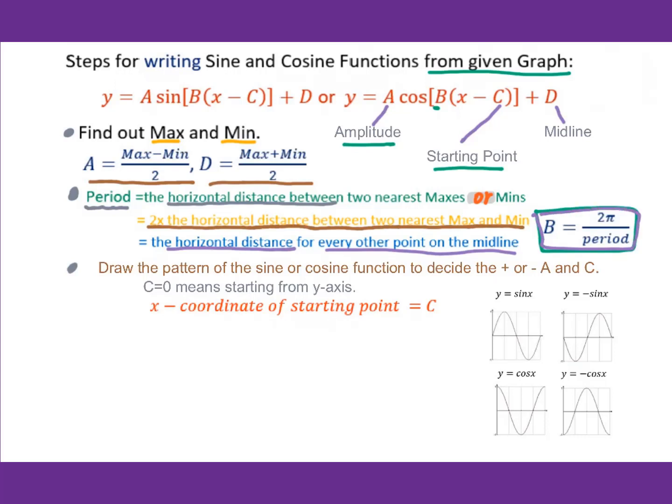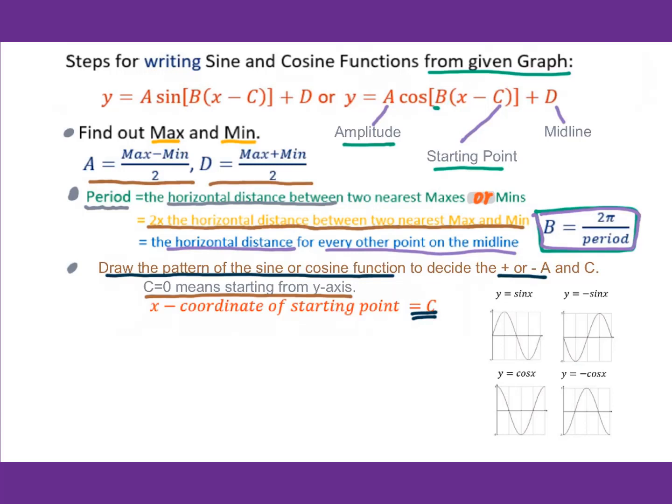How to get the C? C is the hardest part for you to find. Remember, you have to look at the pattern of the sine and cosine function. If C equals 0, it means the starting point is on the y-axis. Then you need to draw the pattern of the sine and cosine function to decide whether A is positive or negative. Then the x-coordinate of the starting point equals C.